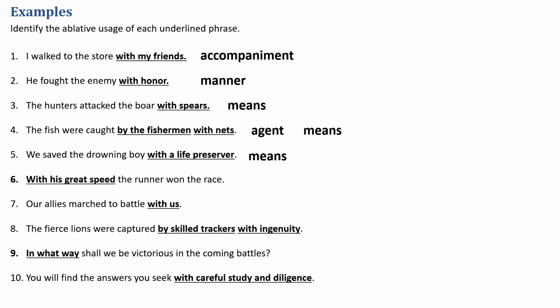Number 6, with his great speed, the runner won the race. Okay. With speed. That's not a physical, tangible thing. That's the idea. How did he win? With speed. Manner. Number 7. Our allies marched to battle with us. Who went with us? Accompaniment.